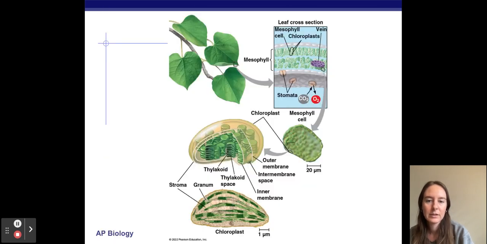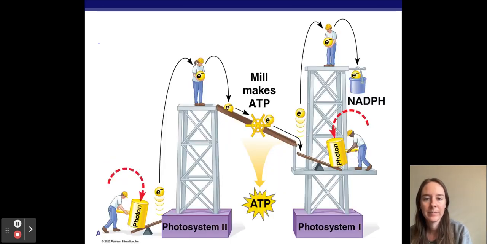All right. So just to recap, where are we? What are we doing? We are in a leaf. We're inside a leaf cell. We're inside a chloroplast, and we are in the thylakoid membrane of one of these pancake stacks here. That's where the electron transport chain and the light-dependent reactions are happening in photosynthesis.